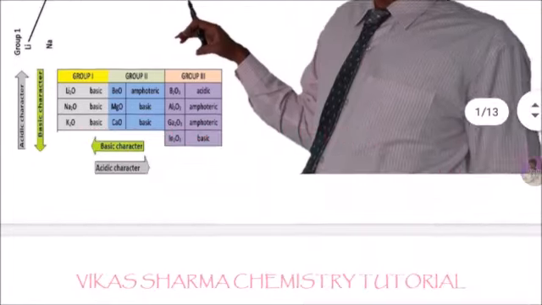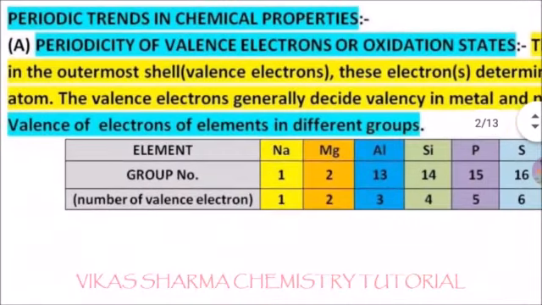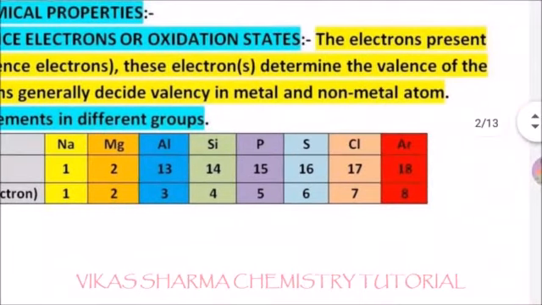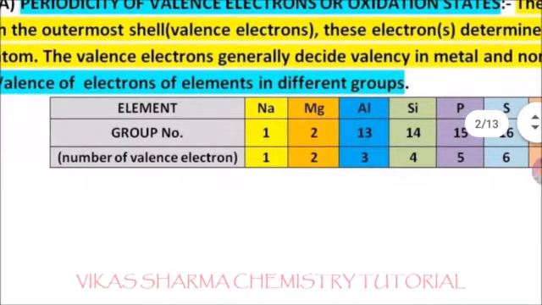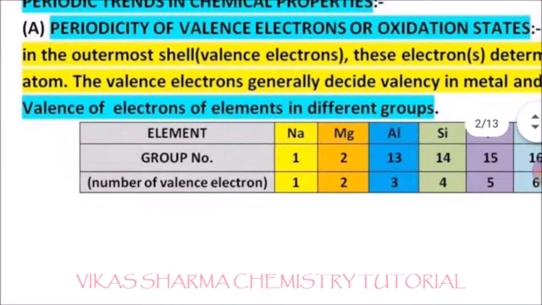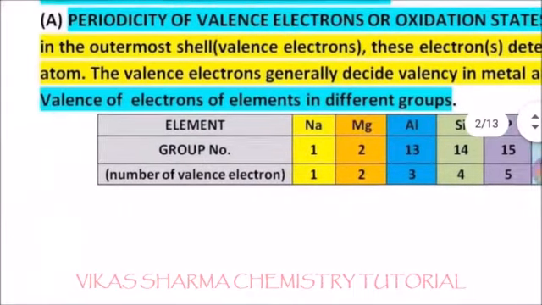So let me start the topic. The first one, periodic trends in chemical properties. The first is periodicity of valence electrons or oxidation states. The electrons present in the outermost shell are known as valence electrons. These electrons determine the valency of the atom.